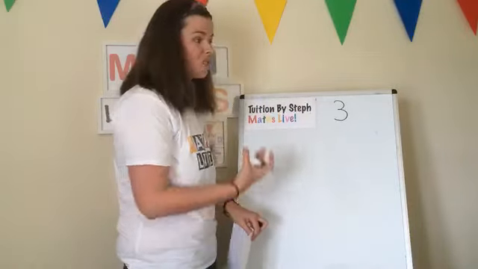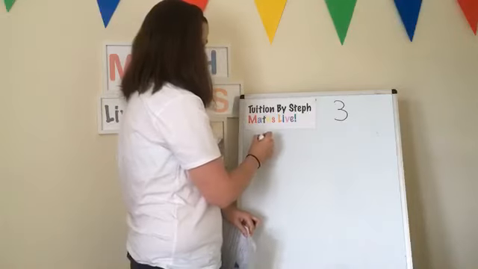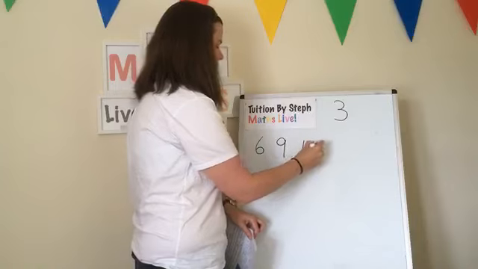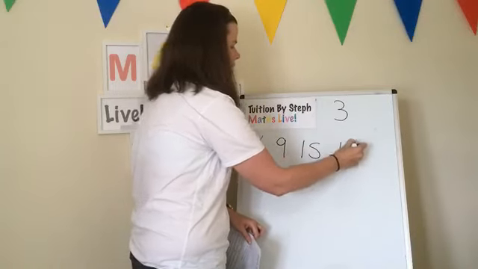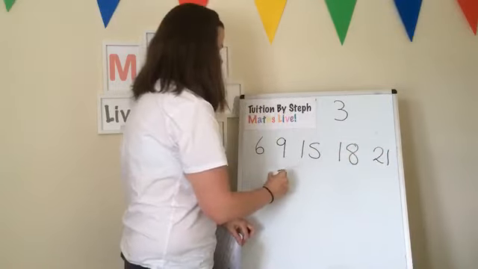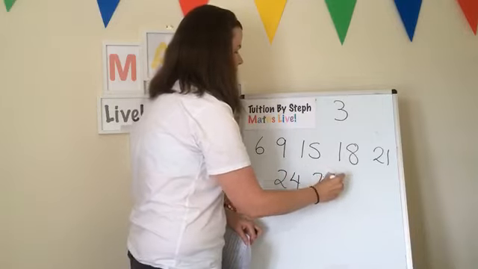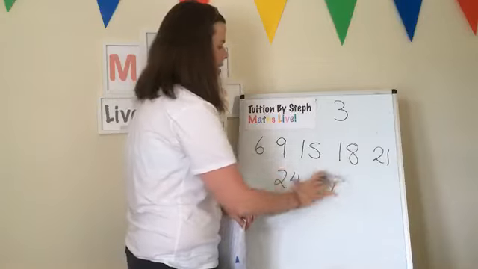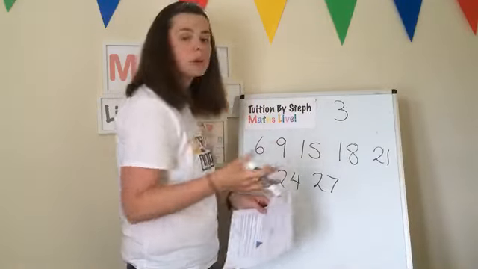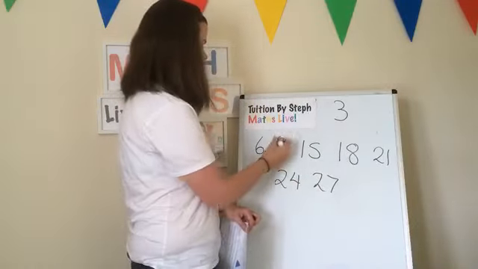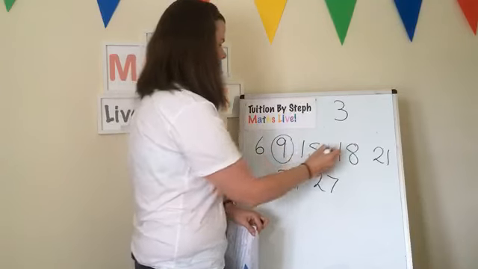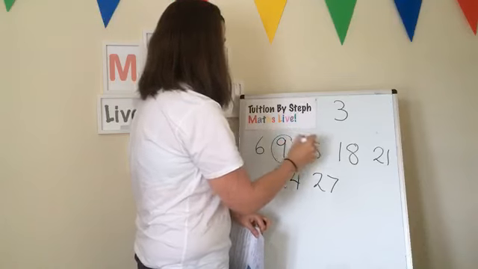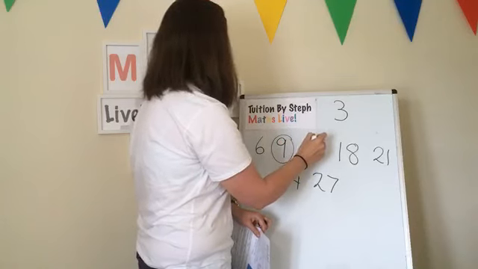Best way to do it, write out your 3 times table. So 3, 6, 9, 15, 18, 21, 24, 27, and we don't include 30 because it asks you for less than 30. So here are our multiples of 3, and we want the odd ones. So 6 is even, so 9 is odd. Okay. So we got 15. Oh, I forgot 12, didn't I?